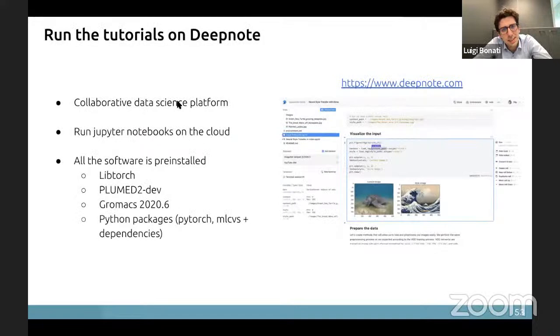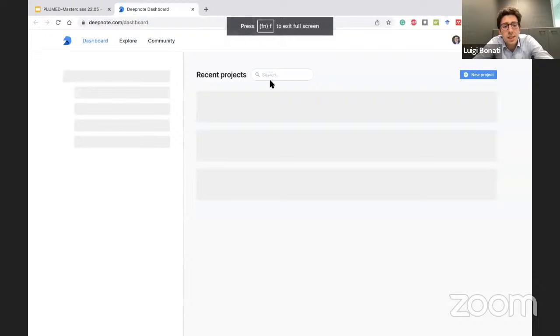Since it actually requires a lot of different software, so we need to download libtorch, link PLUMED, then patch GROMACS, install PyTorch packages, what I did is to create a project also on DeepNote, which is a collaborative data science platform where you can run the notebooks and also the simulation, and where you will find all the required software installed.